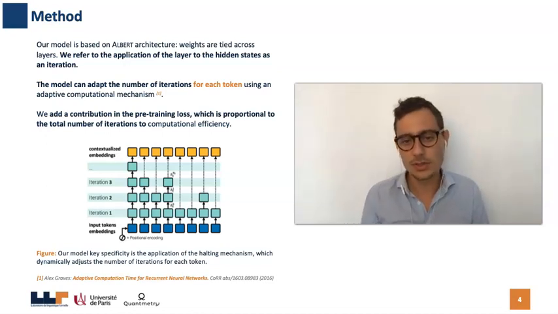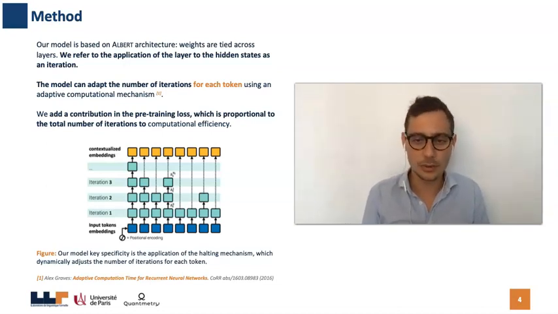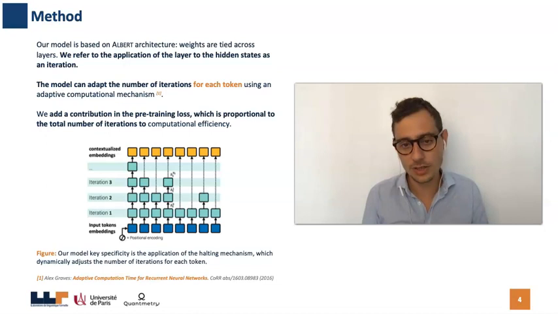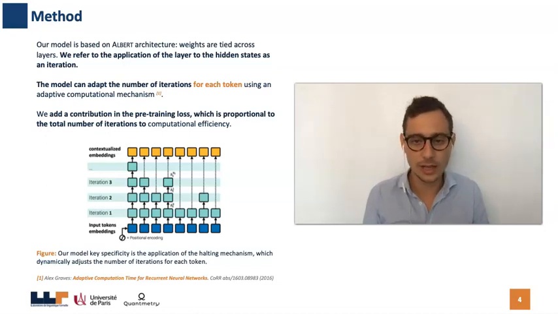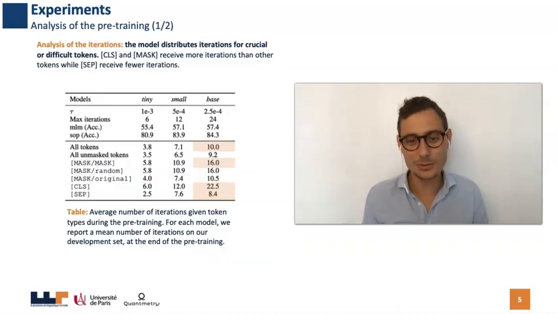Our model is pre-trained using standard self-supervised objectives: masked language model and sentence order prediction. However, we add a contribution in the loss, which is proportional to the number of iterations. We thus encourage the model to spare the number of iterations. I'm going to present the experiments.